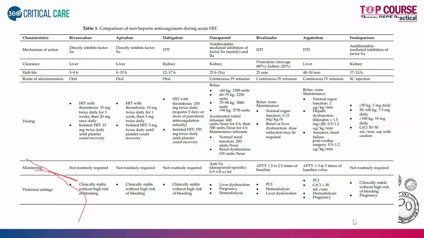What are the oral drugs which are available? Rivaroxaban, apixaban, and dabigatran. For rivaroxaban or apixaban, you have to remember the dosing again. In the acute phase, up to 1 month, rivaroxaban is 15 mg twice daily for 3 weeks, and then you reduce it to 20 mg once daily. If it is without thrombosis, that is isolated HIT, you give 15 mg twice daily until platelet recovery. Remember, with thrombosis, I told you up to 6 months, so it has to go till there. If it is isolated, only till platelet recovery. In both places, you have to remember the dosing.